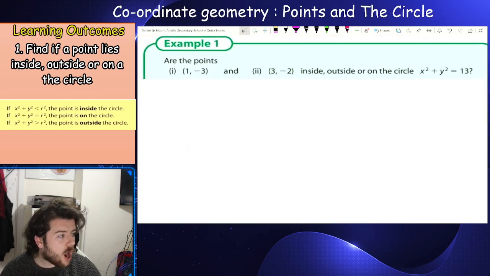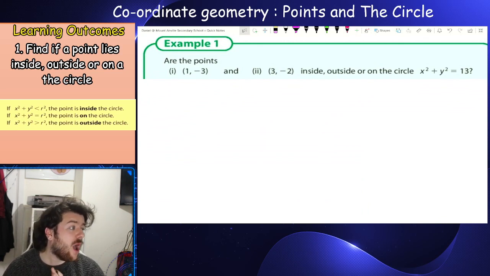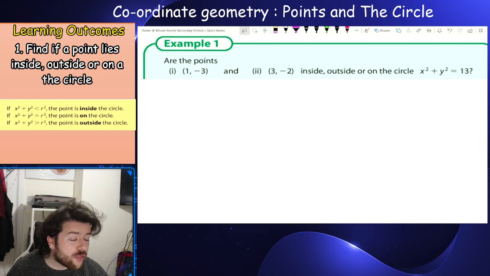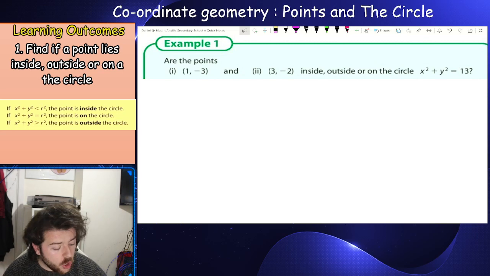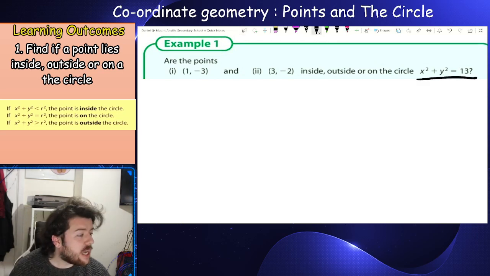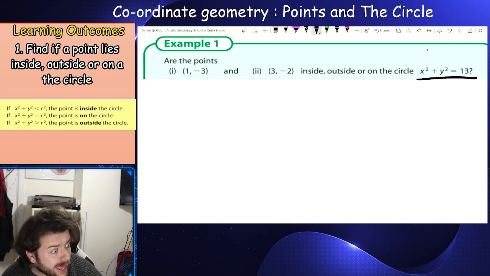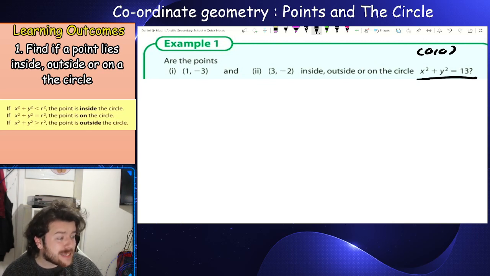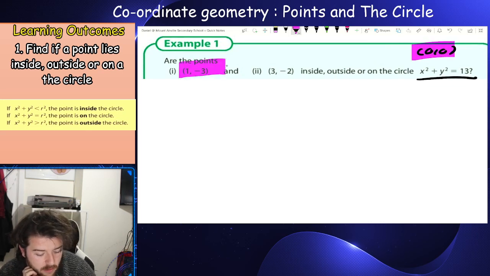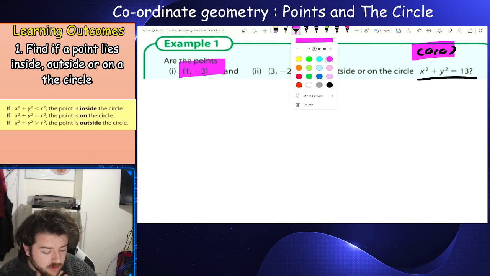So here's a question. Are the points (1, -3) and (3, -2) inside, outside, or on the circle x squared plus y squared is equal to 13? Well, my equation of a circle is in this form, so I have a center of (0, 0). So I know my center point is (0, 0), and I have my point (1, -3).